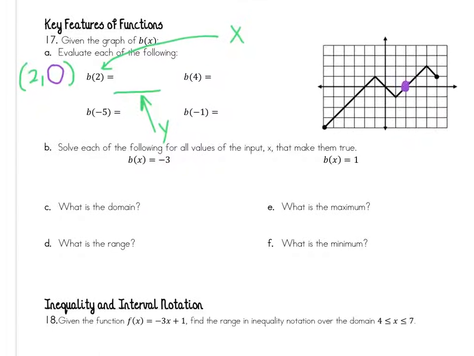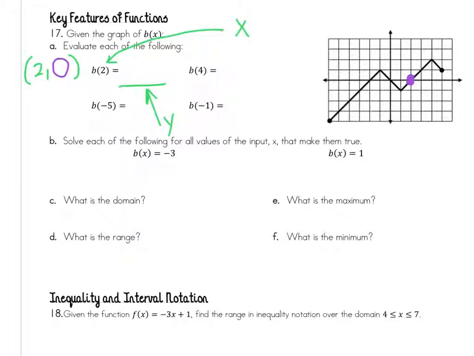Now for part B, things are a little different. They don't give us the x, they actually give us the y. So we now have the y value, -3, and we need to figure out the x. So what we're looking for is something comma -3. Sometimes this happens more than one time.